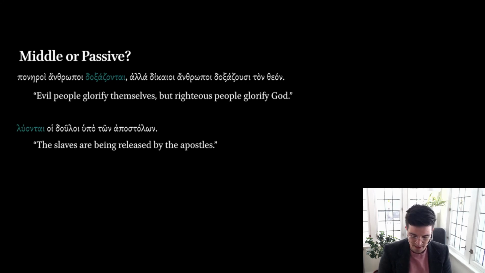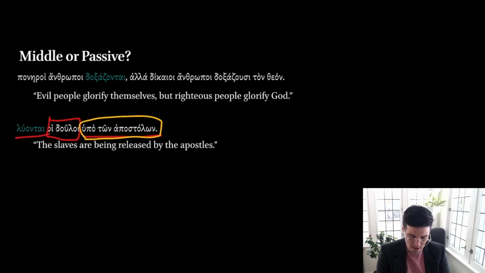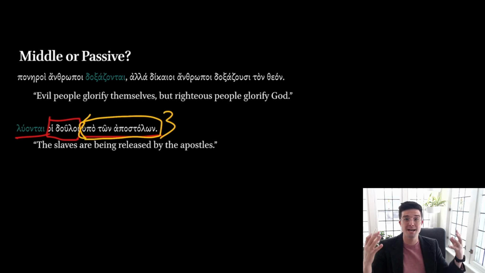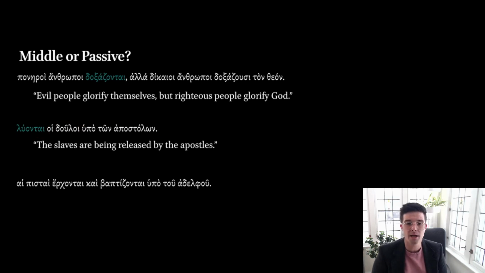And so this is what's going to give you the really strong hint that we have a passive voice verb, because this is telling us who is doing the action of the passive verb. By the apostles. The apostles are the direct agents doing the action of the passive voice verb. So hoi douloi are the subject of this verb, and then hupo ton apostolon, as a sort of prepositional phrase, is indicating the direct agency, who is doing the action. All right, and one more here.